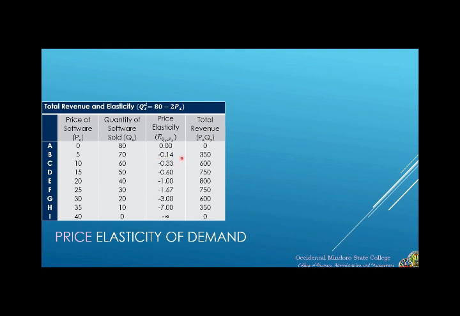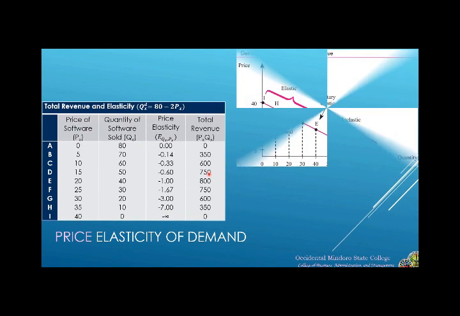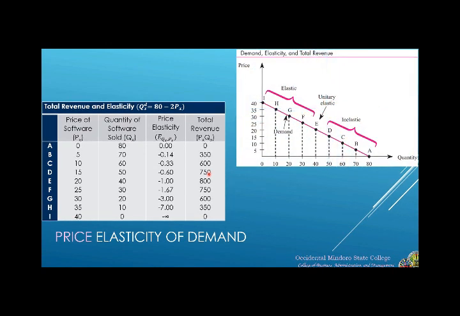approximately. Then for C, we have 60 minus 70 over 10 minus 5 multiplied by 10 over 60. So, we have negative 0.33. And compute for the rest. Make sure na i-practice nyo po yung computation using your calculator. And as you can see on the total revenue, we just multiply column 1 and column 2. For this diagram naman, demand, elasticity, and total revenue.